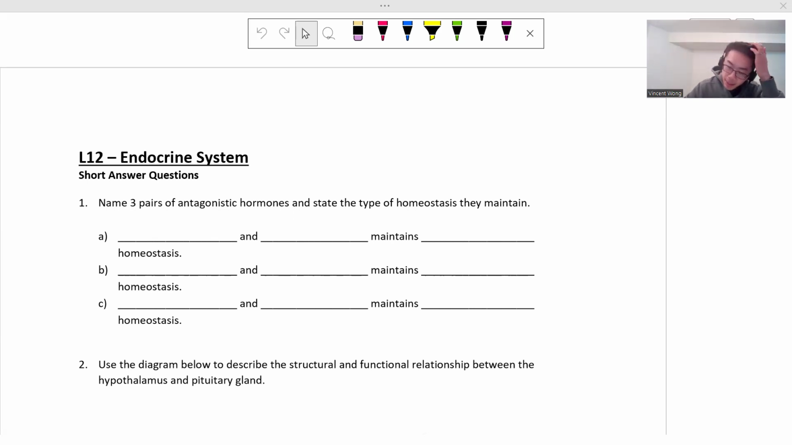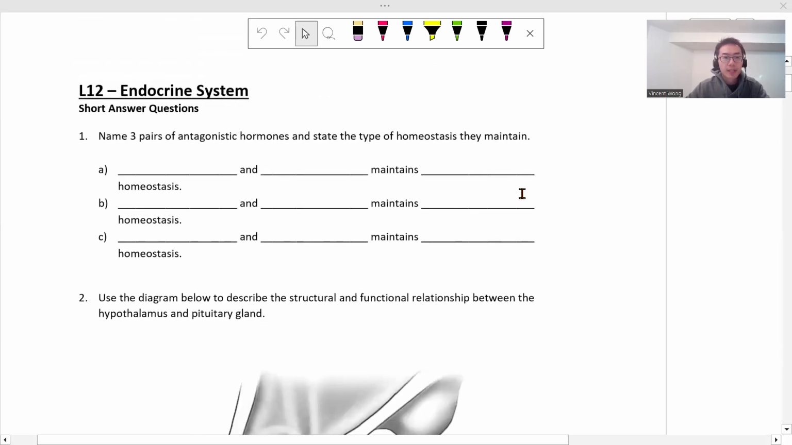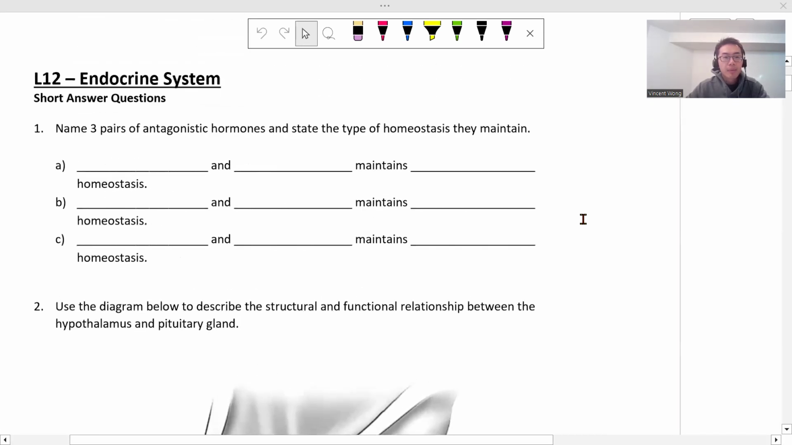So like I said last time, I'm going to take up the study guide with you guys, and then if we have time, we're going to go take up the Lab 3 PowerPoint slide deck as well. So let's start with the first question here. It says name three pairs of antagonistic hormones and state the type of homeostasis they maintain.